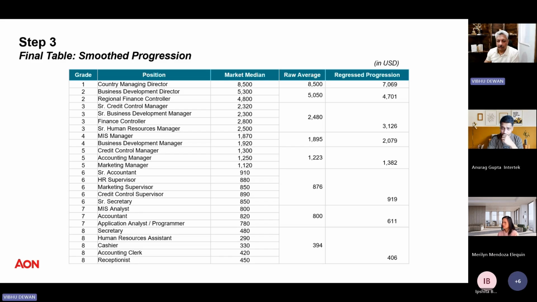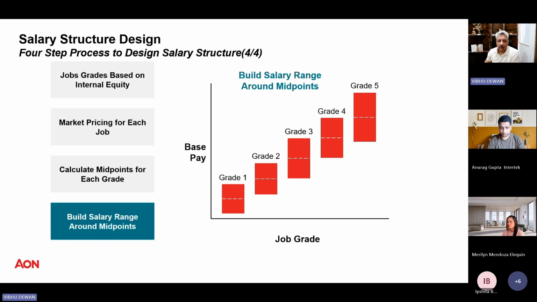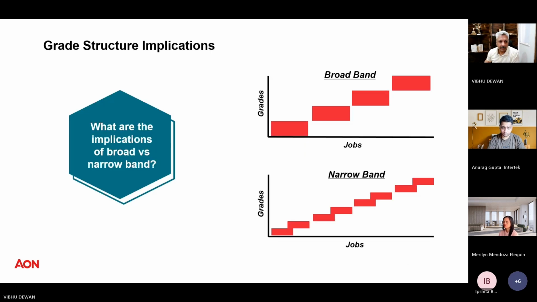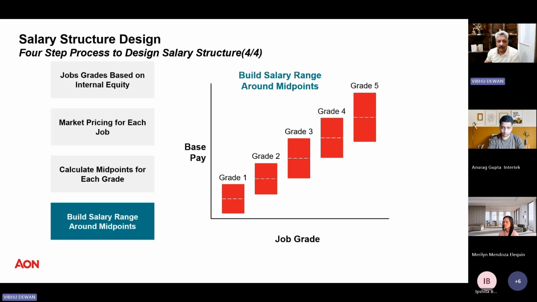Suppose raw average is not the right way of doing it. Regressed progression it is. How and what it is, I will talk about it. Assume you know it. The result will be that this is how you get the midpoint for each grade. And from that midpoint, you can draw the salary ranges, including the overlap, including the range, and the midpoint progression. Everything can be calculated.